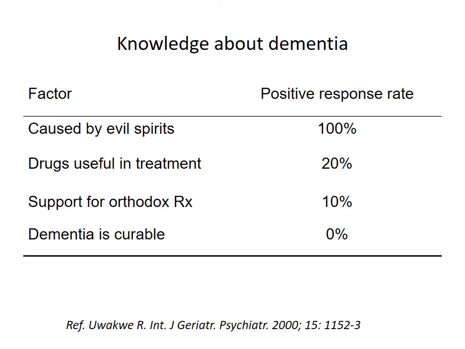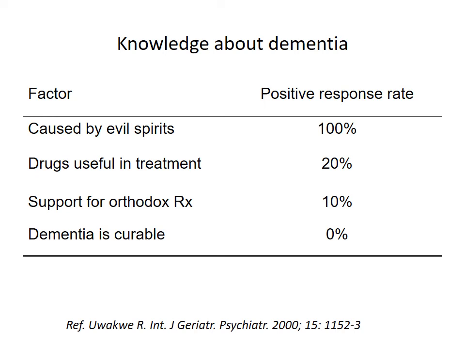Now we have problems with dementia because there's a lot of misconception about the disease. People feel that it's caused by evil spirit. Some people feel that drugs may not be useful in treatment, according to many people that were interviewed in a survey. None of the individuals feel that dementia is curable.